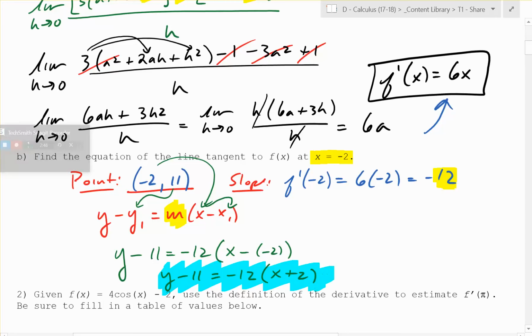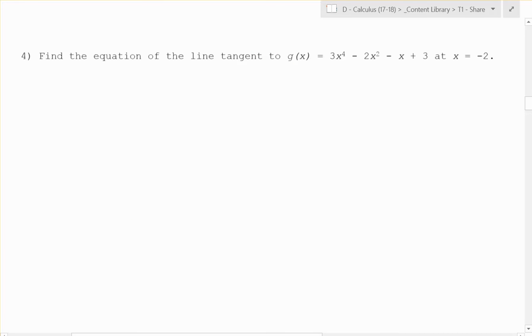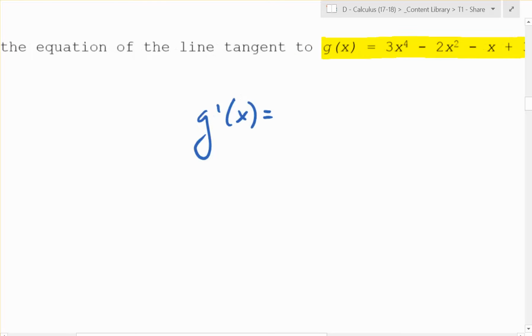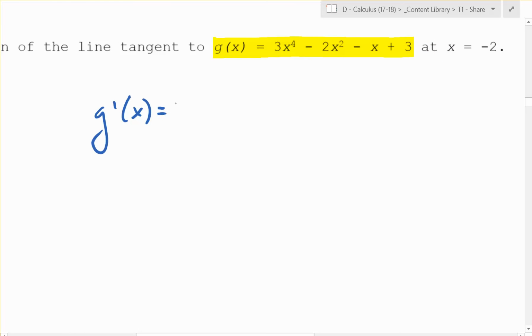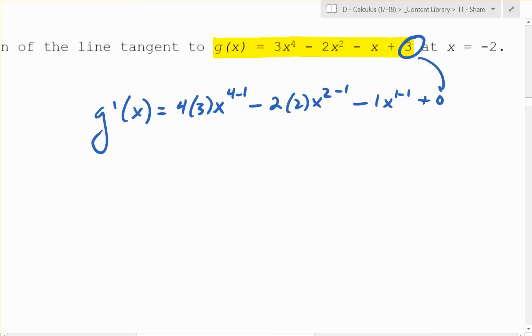That is totally awesome. So let's find another tangent line, this time with a big polynomial. Here we can use the shortcut. If it doesn't say to use the limit definition, you don't need to. So in this case, g prime of x is going to be equal to, remember, you drop the power to the front and reduce it by 1. So it's going to be 4 times 3x to the 4 minus 1, minus 2 times 2x to the 2 minus 1, minus 1x to the 1 minus 1, plus 0. The derivative of a constant is 0.